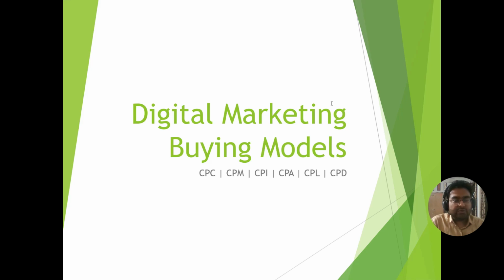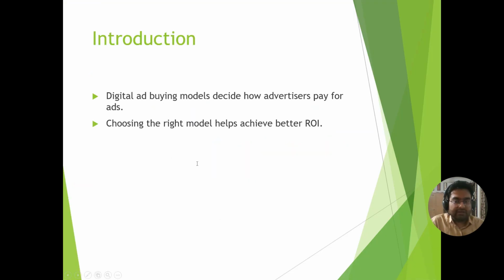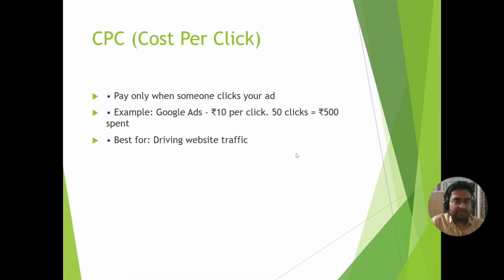Today we are going to discuss different ad buying models, which are CPC, CPM, CPI, CPA, CPL, and CPD. Don't worry about these words. I will explain each one of them with easy examples. So let's get started. Firstly, I will tell you about the CPC.